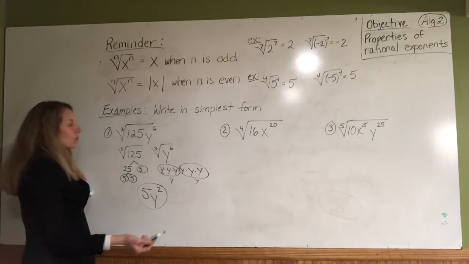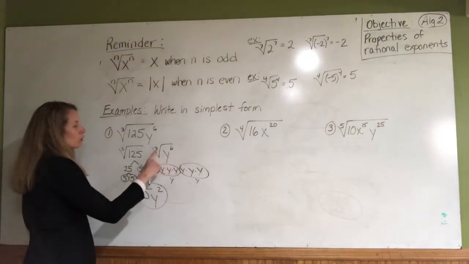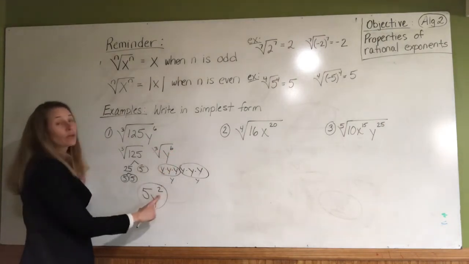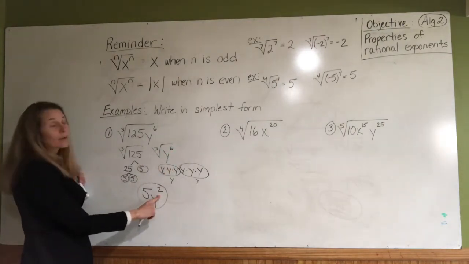Now, a quicker way to do that, if you have 6 y's and you know you need a group of 3, you can simply just divide 6 by 3, and that will give you the 2 that you're going to have here, 2 y's.